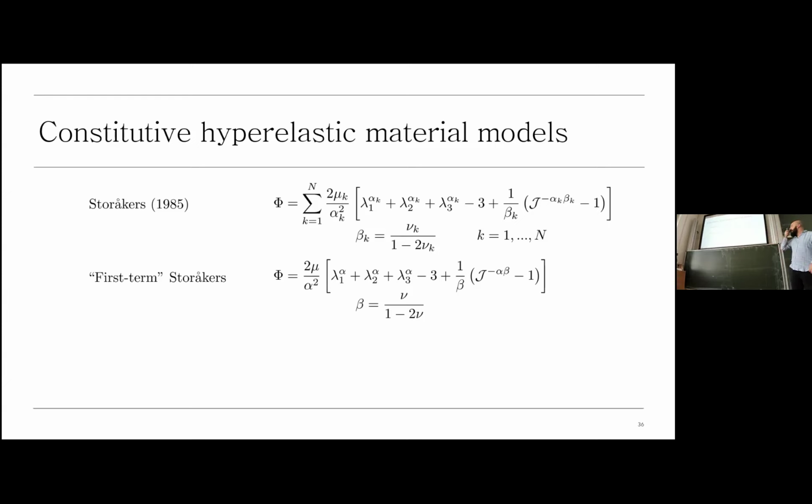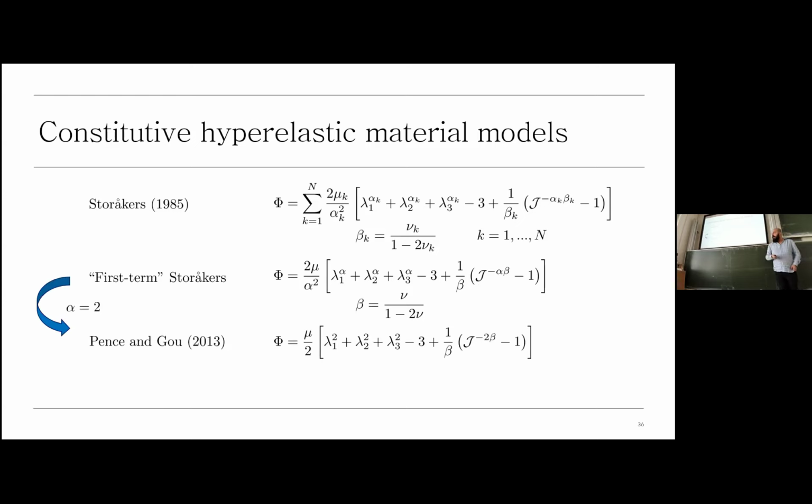Alpha and beta describe how the nonlinear response affects the compressible response. In the particular case in which alpha is equal to 2, we have the Pence-Gou material model, which is nothing else than a compressible interpretation of the incompressible neo-Hookean that we can obtain by pushing beta to infinity.